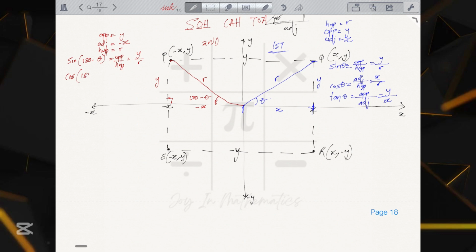Similarly, cos 180 minus theta, which is adjacent over hypotenuse. Adjacent divided by hypotenuse. So that means we have minus x divided by r. And finally, tan 180 minus theta is simply opposite over adjacent. The opposite in this case is y. The adjacent is minus x. Now we are done with the second quadrant.